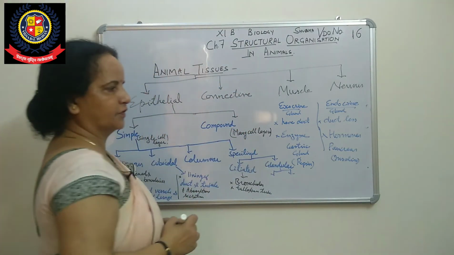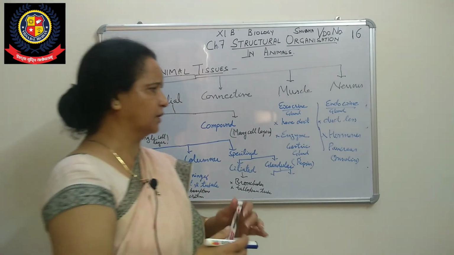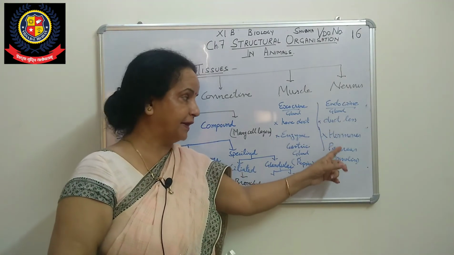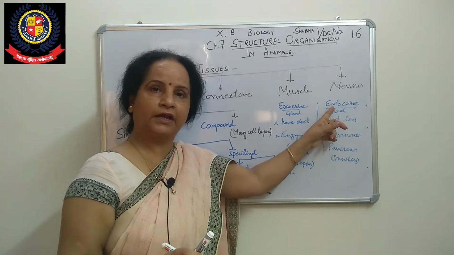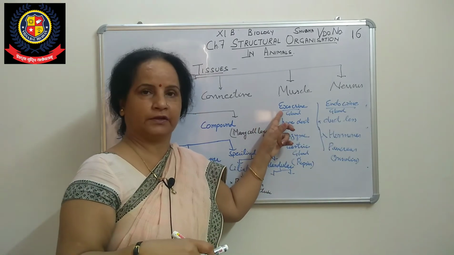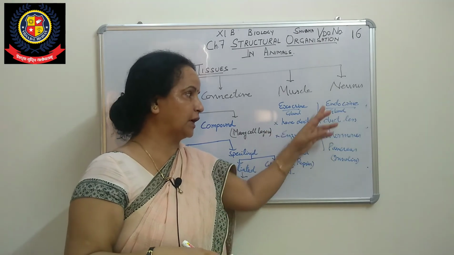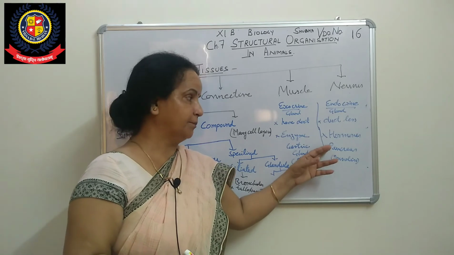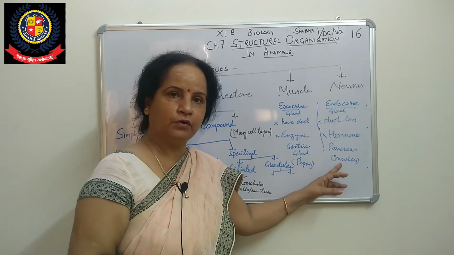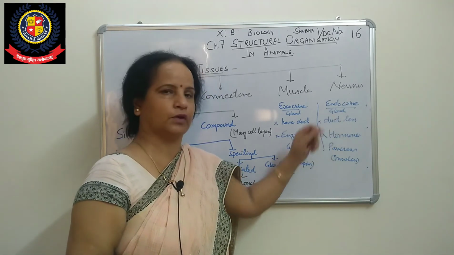One more interesting feature of the pancreas: it is known as endocrine as well as exocrine. It is an endocrine gland and also an exocrine gland. Since the pancreas secretes the hormone insulin, we call it endocrine.